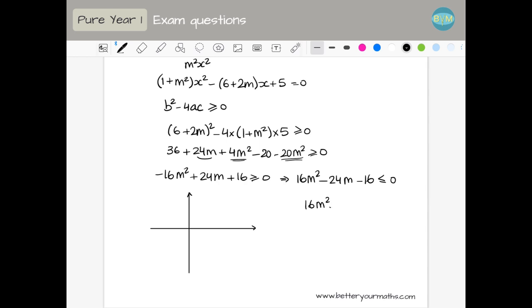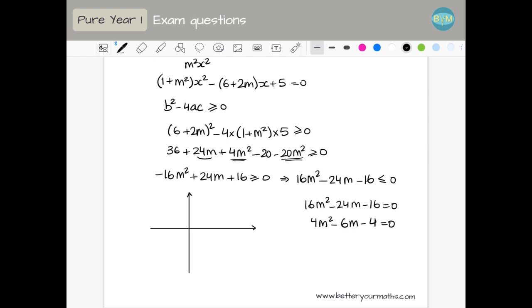So 16m squared minus 24m minus 16 equal to 0. I can simplify dividing by 4. 4m squared minus 6m minus 4 equal to 0. And I can factorize. To factorize, I look for two numbers that multiply together to give me the product of these two, so minus 16, and added together give me minus 6, which are minus 8 and 2.